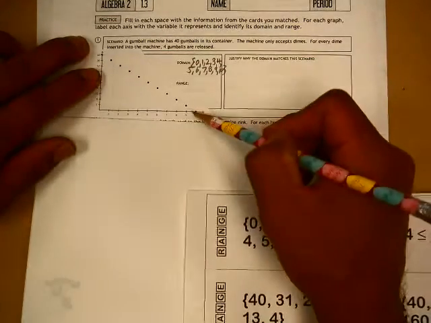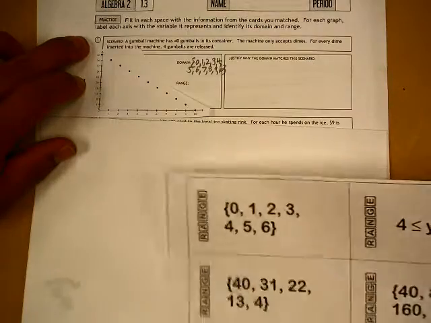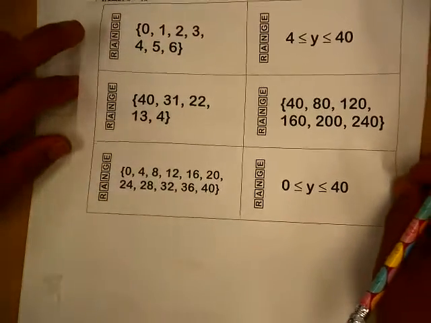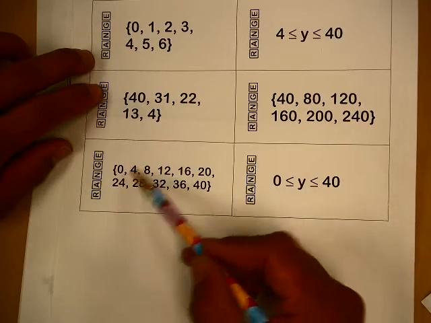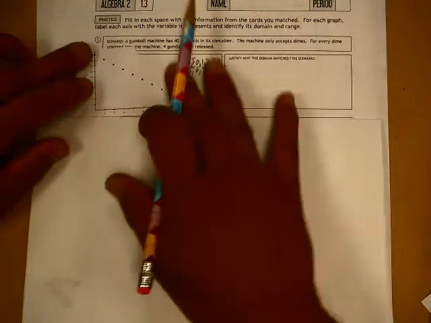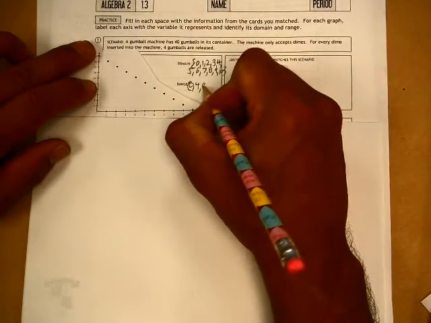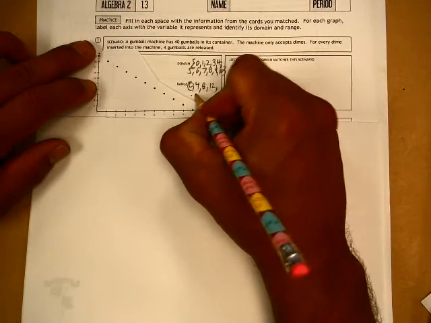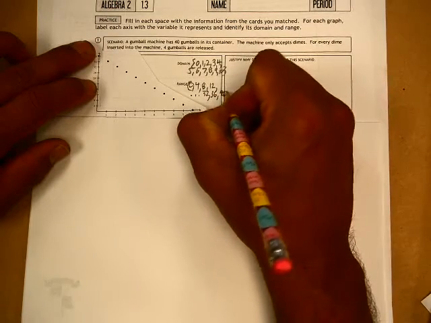So if this is the domain, then this one must be the range, and it must go from 0 to 40, or 40 to 0. And here it is: 40, 36, 32, 28, and so forth and so on. So we just list all those answers: 0, 4, 8, 12, dot, dot, dot, 32, 36, 40.